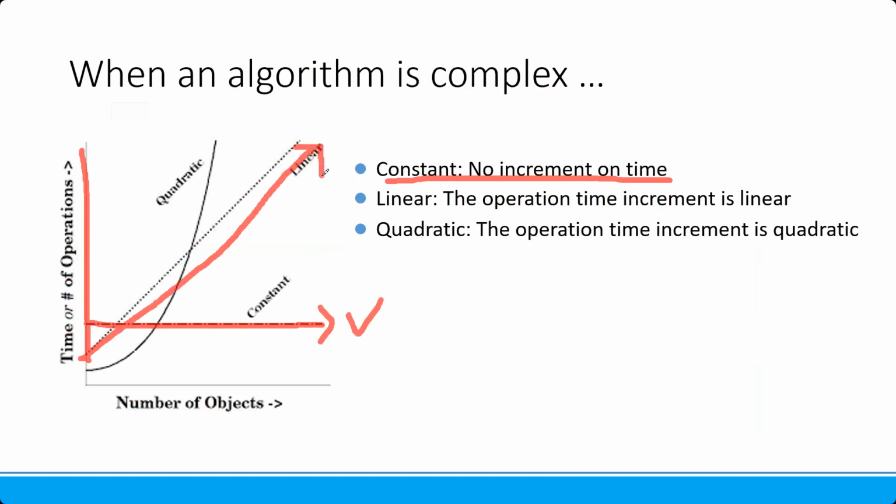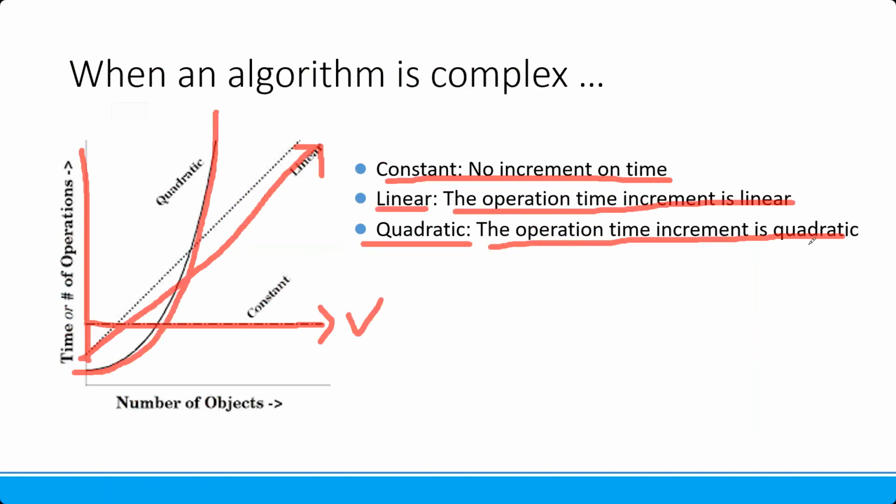When the data is big, the complexity is also big. We call this linear, where the operation time increases proportionally. And sometimes your algorithm is quadratic. It means the increment is very drastic, the increment is very fast. The operation time increment is quadratic.